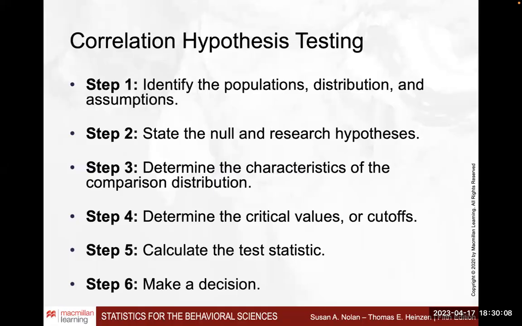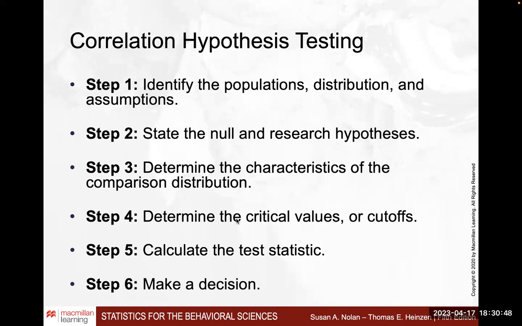Okay, when it comes to hypothesis testing, correlations are also hypothesis testing, and you're testing against a null hypothesis that there's no correlation in the data. So step one, you identify the populations and the distributions, and you make your assumptions: normal distribution, randomly sampled, homoscedasticity, so that you don't have no scatter at the beginning of the line and then a lot of scatter at the end. So homoscedasticity is one of the assumptions.